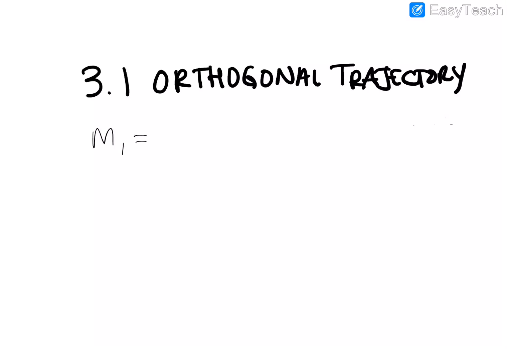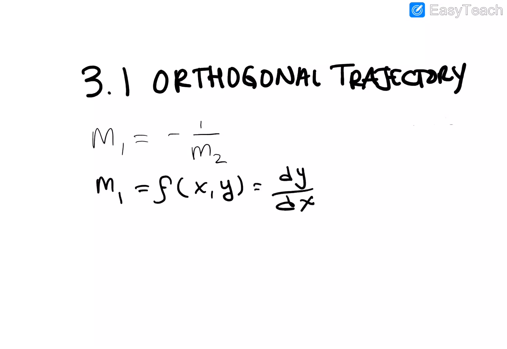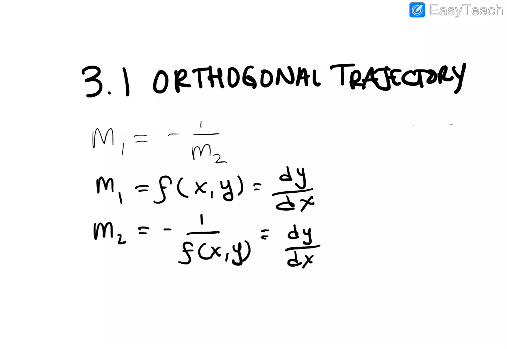an m1 that will equal a negative 1 over m2, and this m1 is going to be related to a function of xy, which will be dy dx. And our m2 will equal negative 1 over f of xy, which will also equal dy dx.